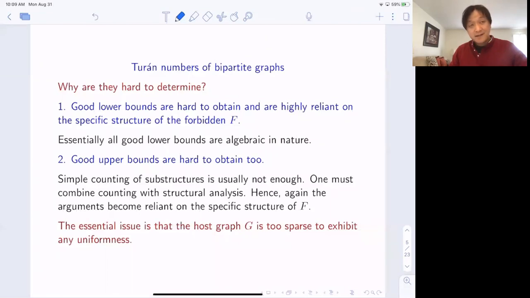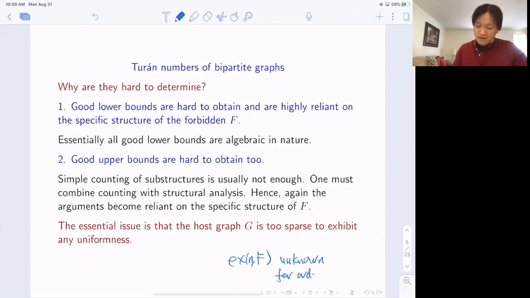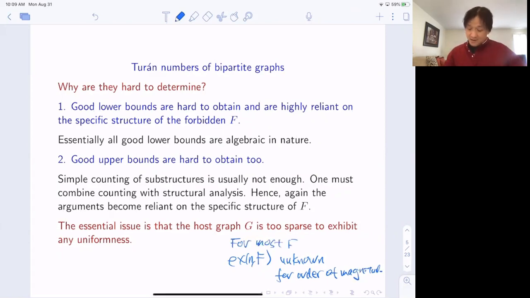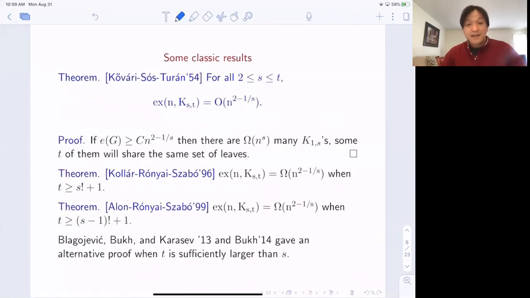In fact, until recently, for very, very few bipartite graphs F do we actually know the order of magnitude. So it was unknown even for order of magnitude for essentially all F. Okay. Now, but let's get more into it.